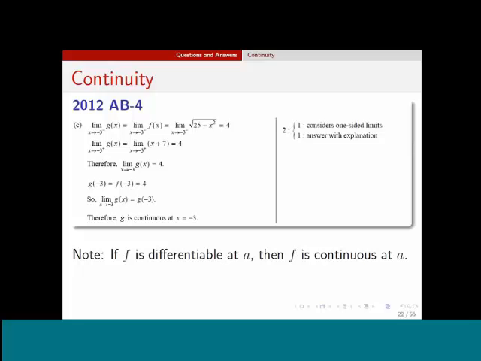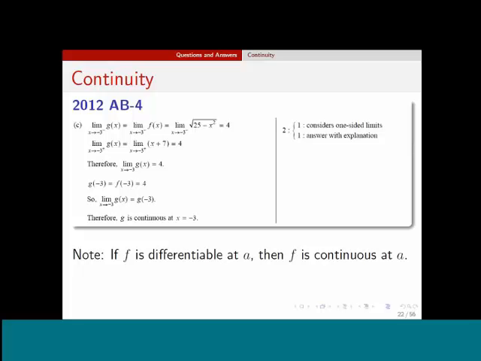Here's what the standard looked like. We wanted the student to look at the two one-sided limits at -3 and get those limits. We wanted them to conclude that since they are the same, the overall limit exists. We wanted them to check that the function was defined at -3, and finally conclude that the limit is equal to the value of the function at -3, and therefore the function is continuous there. This part was worth 2 points, and I'd like to draw your attention to the first point, where it says considers one-sided limit.